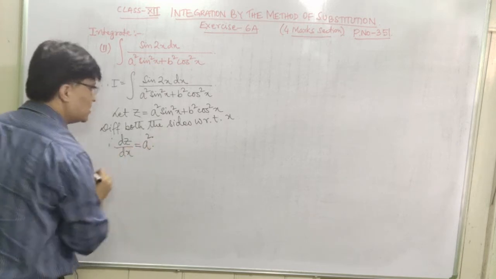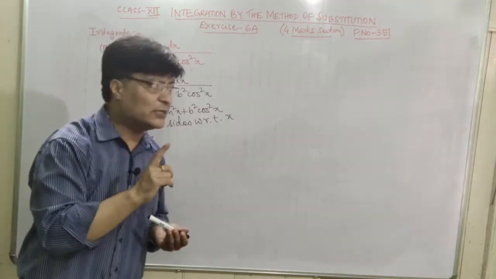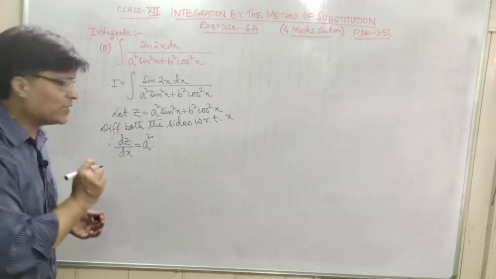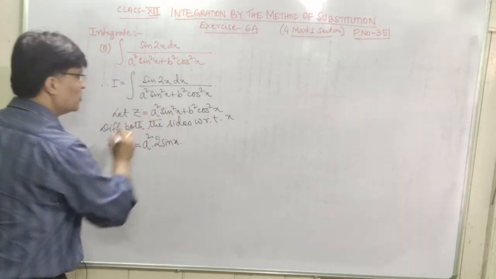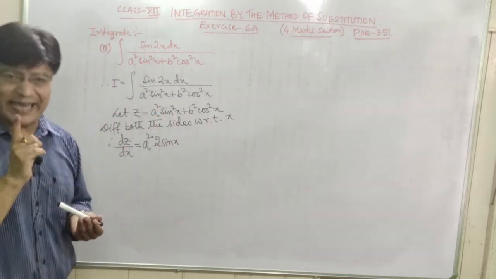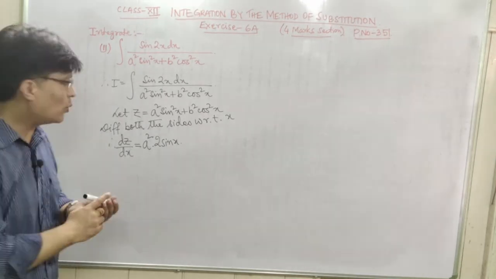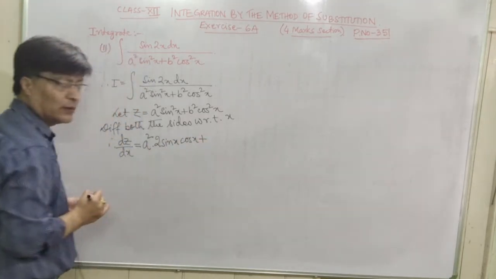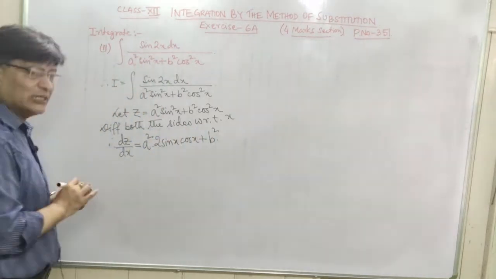So dz by dx is equal to, now you know that a² is constant, kept as it is, into the differentiation of sin²x. First of all, it is in the form x². What is the differentiation of x²? 2x. So here it is 2 sin x. Again you have to differentiate the term which is assumed as x. In this case sin x is assumed as x. What is the differentiation of sin x? It is cos x.